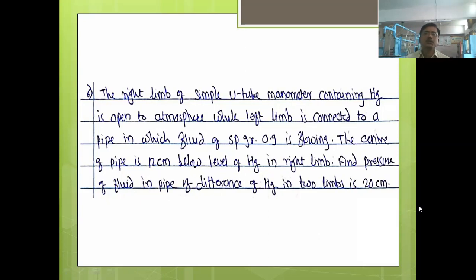So write down the problem. The right limb of a simple tube manometer containing mercury is open to the atmosphere, while the left limb is connected to a pipe in which fluid of specific gravity 0.9 is flowing. The center of the pipe is 12 centimeter below the level of mercury in the right limb. Find the pressure of the fluid in the pipe if the difference of mercury levels in the two limbs is 20 centimeter. This is the problem.